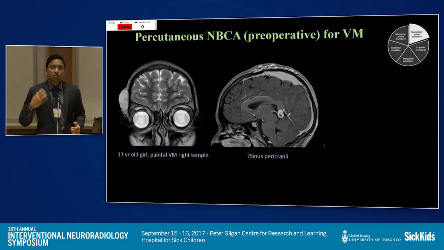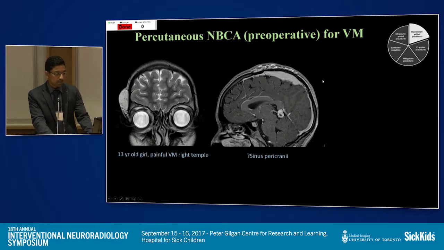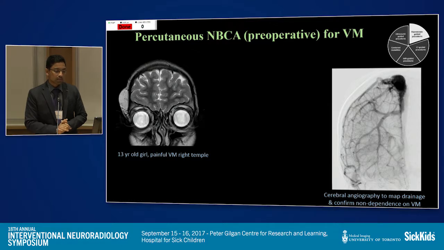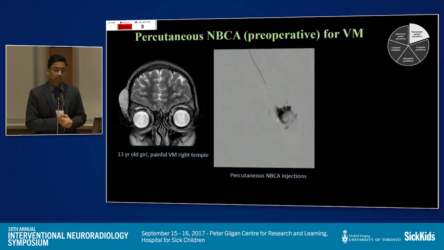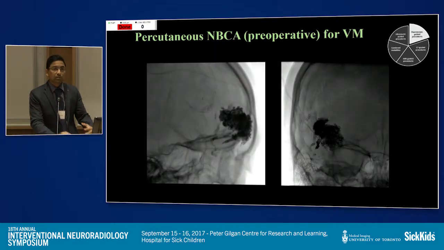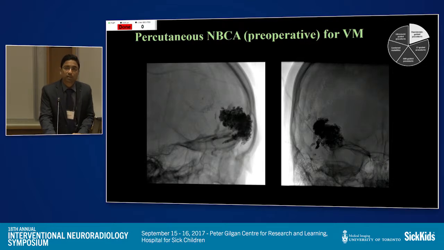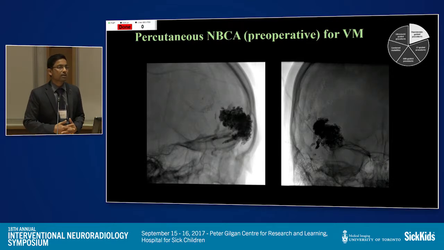For VMs that are more superficial, we have injected percutaneous NBCA, like this 13-year-old girl with a superficial VM over the temple, and a second VM with a suspected sinus pericranii, for which we initially did a cerebral angiography to confirm non-dependence of the intracranial venous outflow, following which we isolated the VM with percutaneous glue, and then we could fill the lesion as a unit for the surgeon to resect en bloc. And this is a procedure which can be done either immediately before the surgery, or a few weeks before the surgery once the swelling dies down.